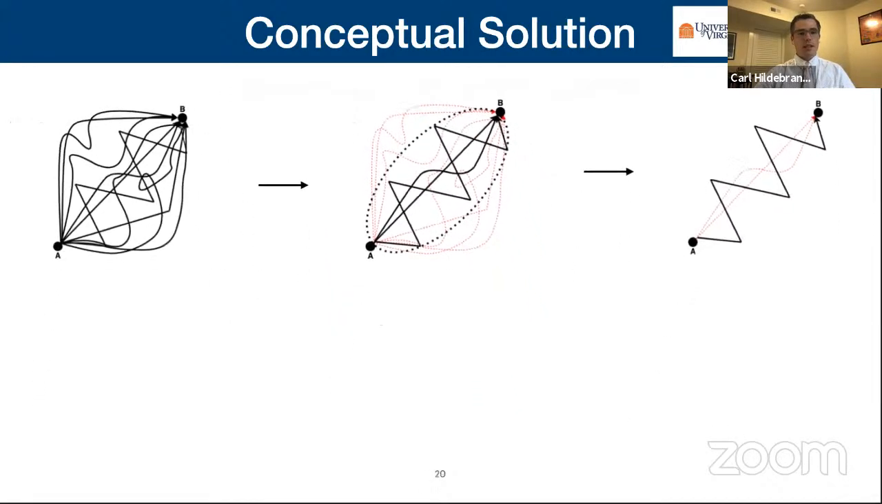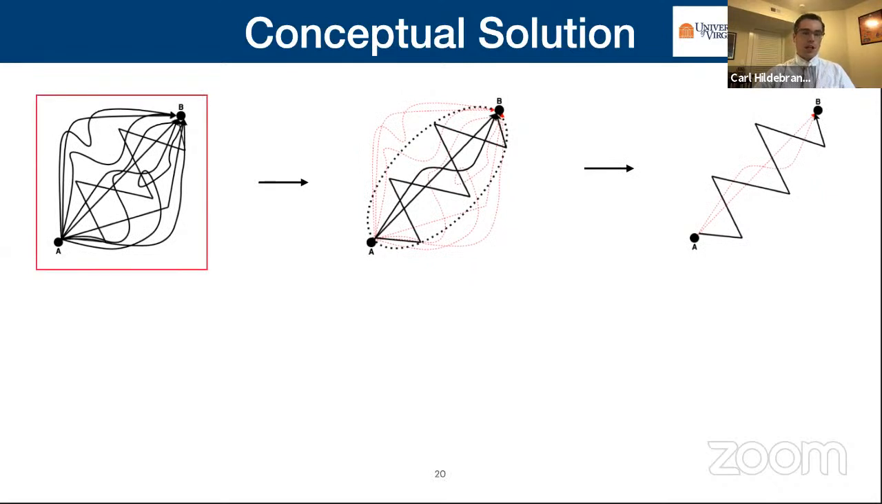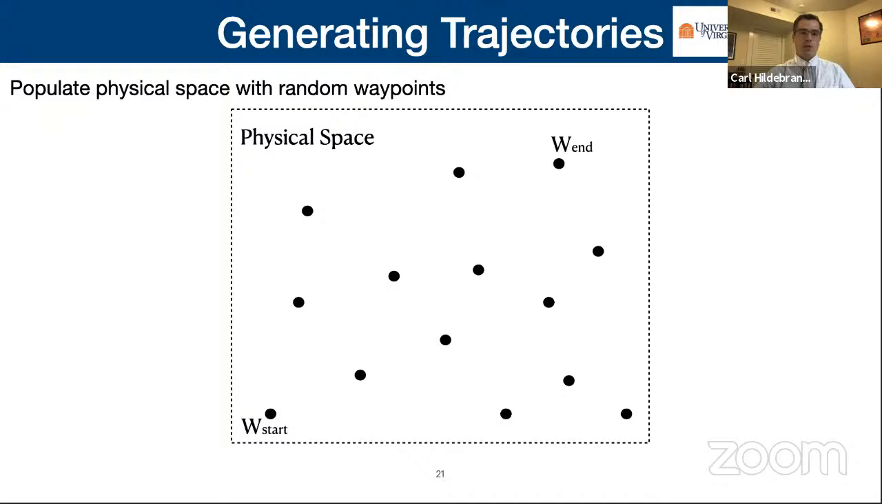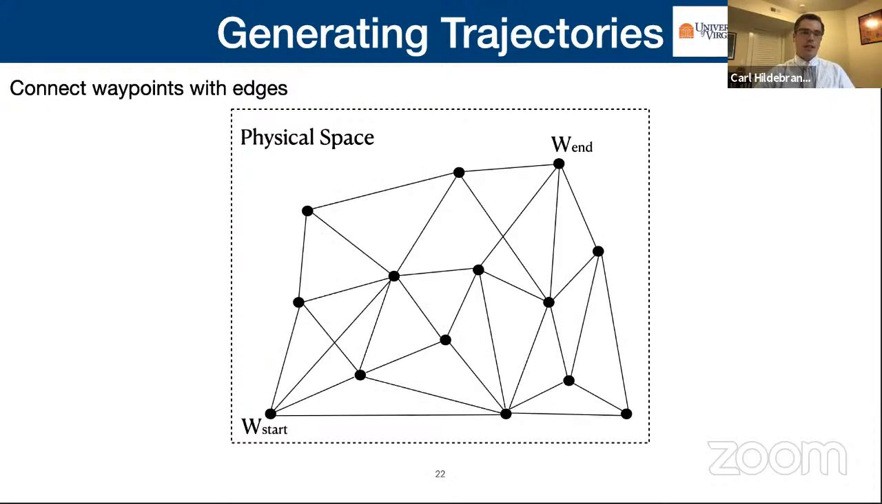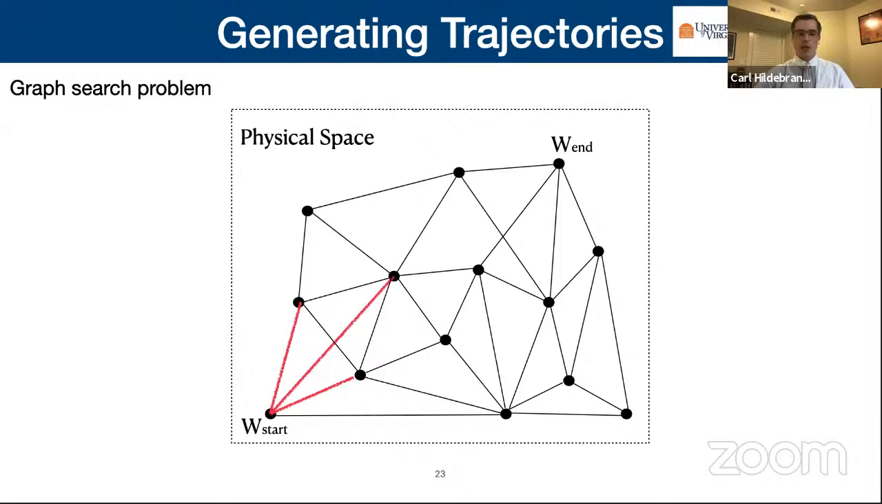So to start, let's see how we can go about generating large sets of trajectories between two points. First, we populate the physical space with random waypoints. Two of the waypoints are defined as a start and end positions. These are positions where the robot will start and end during the test. Next, we connect each of the waypoints with edges to form a graph. And finally, we just turn this into a graph search problem to find all paths through the graph that will start at the starting waypoint and eventually end at the end waypoint.